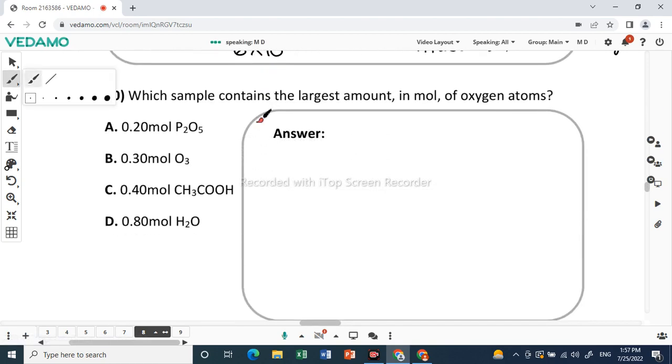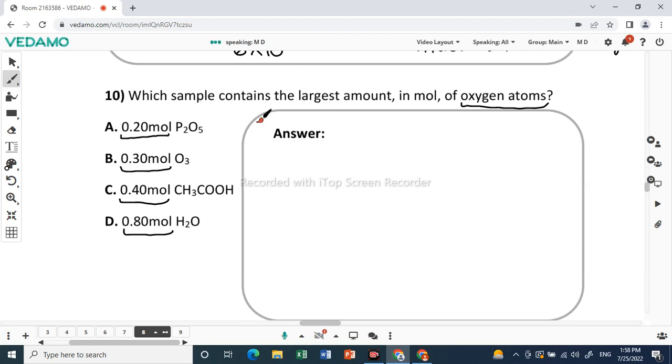We have now another idea which is also important, and I'm going to give you the way of thinking and how you can answer this multiple choice without taking a lot of time while applying on paper 1. Which sample contains the largest amount in mole of oxygen atoms? Inside this question, the given is the mole number of the whole molecule. So you've got 0.2 mole of P2O5, 0.3 mole of oxygen, 0.4 of ethanoic acid, 0.8 of water.